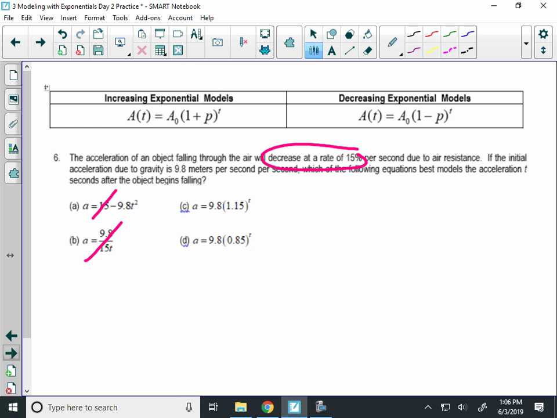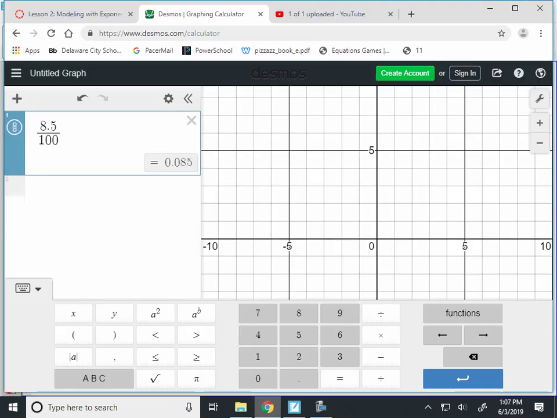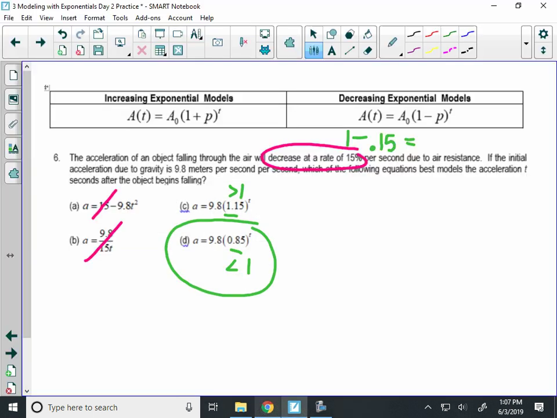Well, here's an easy way to do it. Look at the growth rates. The first growth rate in C is greater than 1, so that means it's increasing. 0.85 is less than 1, which means it's decreasing, which is what we want. Now, just to go through it again, if I'm decreasing by 15%, it means I'm going to take 1 minus 15% as a decimal, which is 0.15. Here I don't have 1 minus 0.15, but I do have 0.85, which is the same decimal that I had in the answer that I chose.